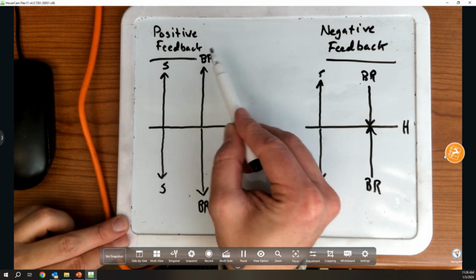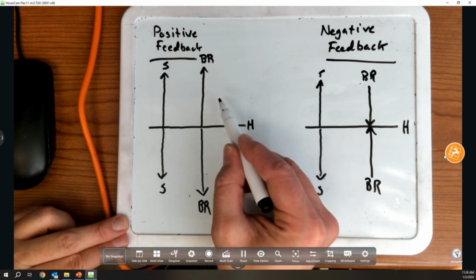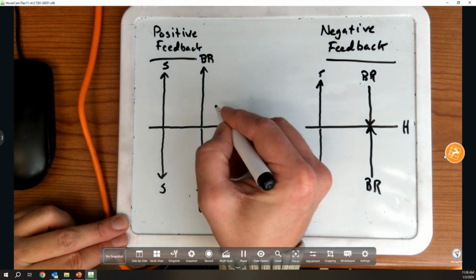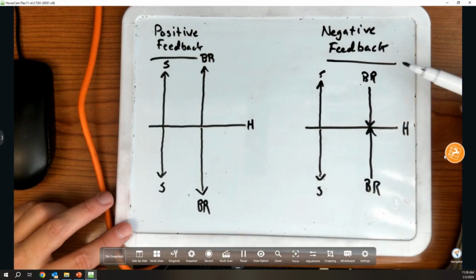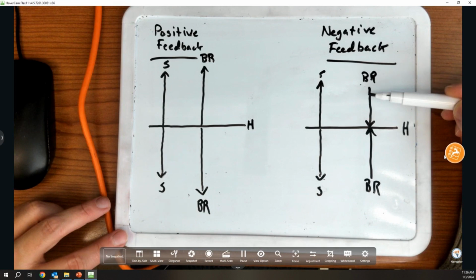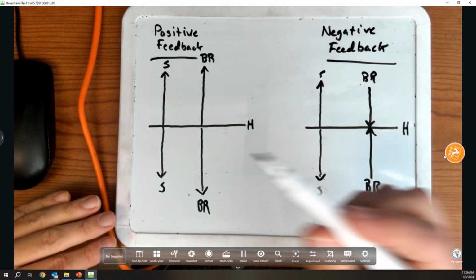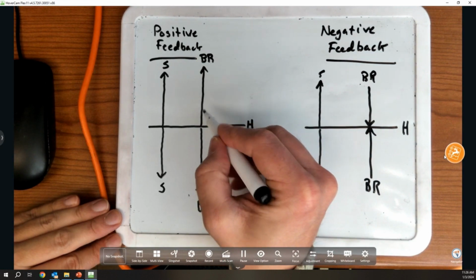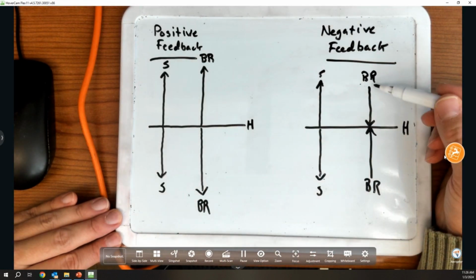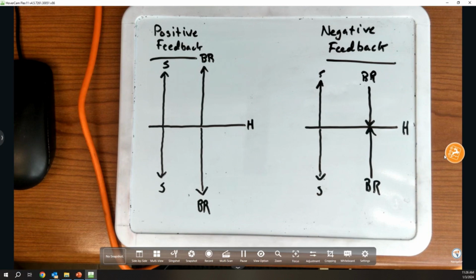Notice that in positive feedback, the body responds to go away from homeostasis, making things worse. And notice in negative feedback, the body responds going back to homeostasis, making it better. Okay, this is why we say positive pushes to completion and negative negates the stimulus.